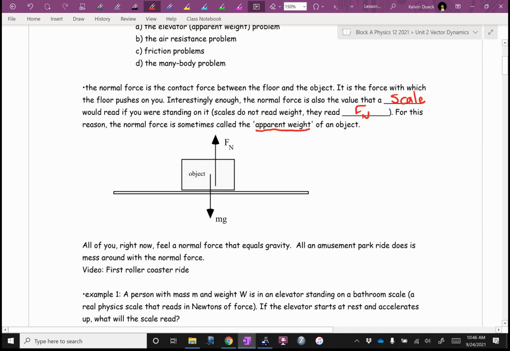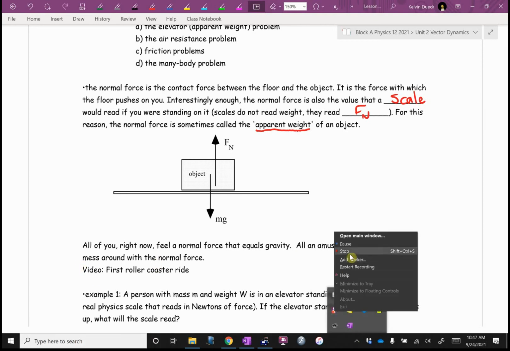Your true weight is mg. But that's not what most of you feel. Most of you feel your apparent weight. What's your apparent weight? How hard the floor pushes up on your feet. That's why if you're giving somebody a piggyback, you feel heavier because the floor is having to push up harder on your feet. Your mass hasn't changed. There's an extra mass in the free body diagram. Your weight hasn't changed, but your apparent weight has changed. All of you right now feel a normal force that equals mg, the force of gravity. All an amusement park ride does is it messes around with the normal force. I think I showed this video last year, but we'll watch it again.